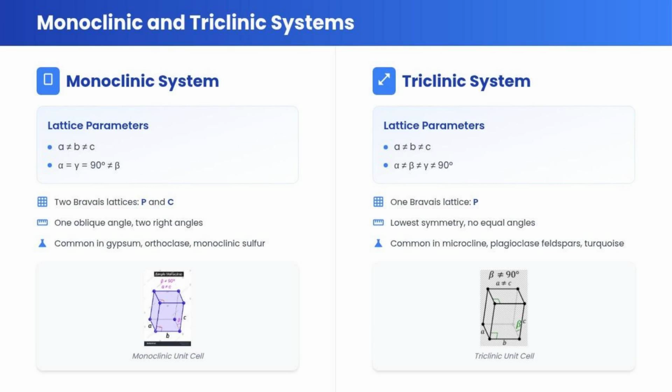As we reach the lower symmetry systems, we find the monoclinic system. Here, no sides are equal, and it has 2 90-degree angles and 1 oblique angle. This is the structure found in gypsum. Lastly, the triclinic system has the lowest symmetry possible. No sides are equal, and no angles are 90 degrees. It is the most complex to describe mathematically and is found in minerals like turquoise.